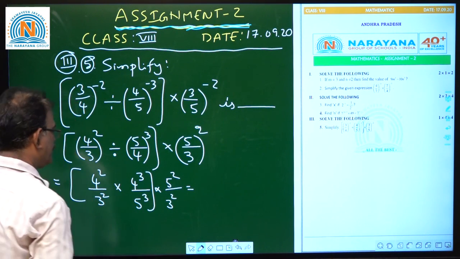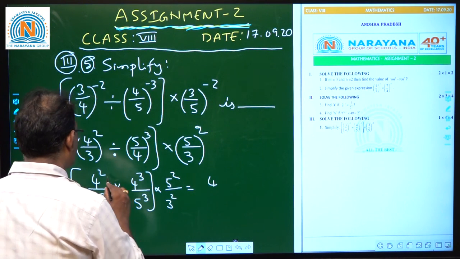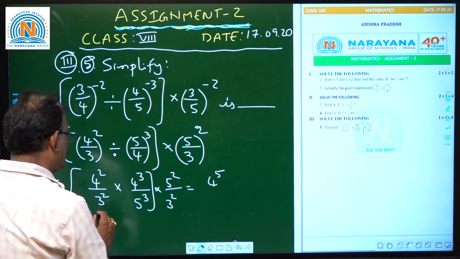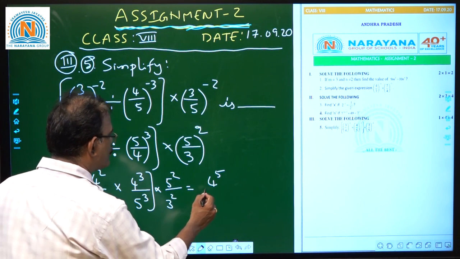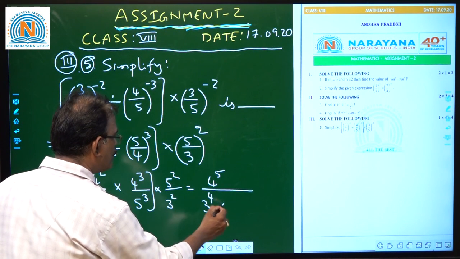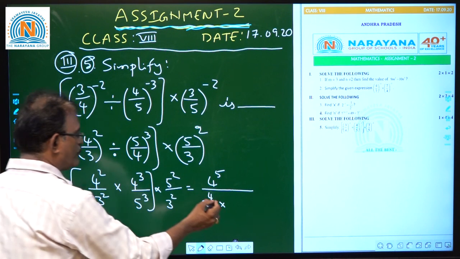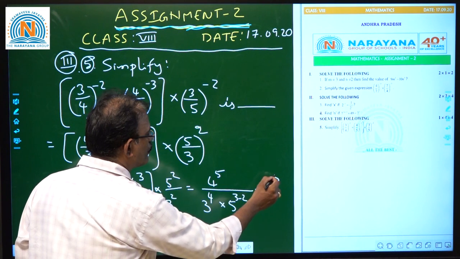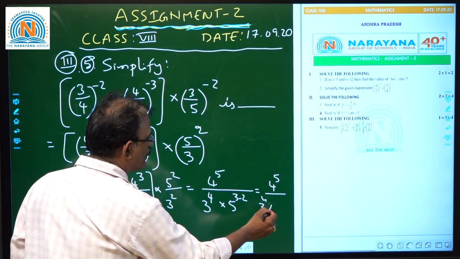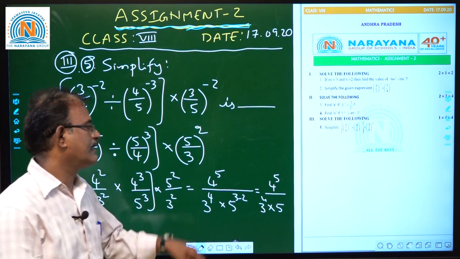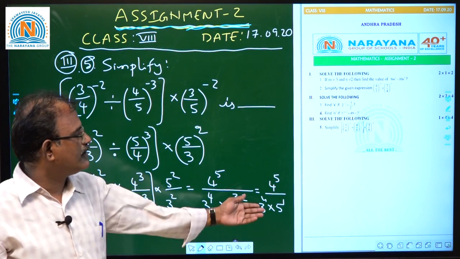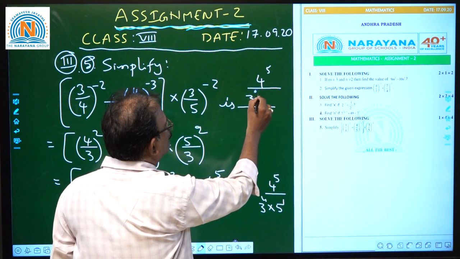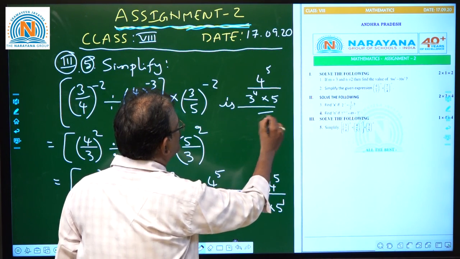So finally this is 4 power 2 times 3 times, 5 times, and 3 here 2 times, here 2 times, 4 times, and 5 2 times in the numerator. If you take it down to the denominator, minus 2, then this is 4 to the power of 5 by 3 to the power of 4 into 5 raised one time. Okay children, so this is the final answer. This is 4 power 5 by 3 power 4 into 5. Okay, this is the final answer.